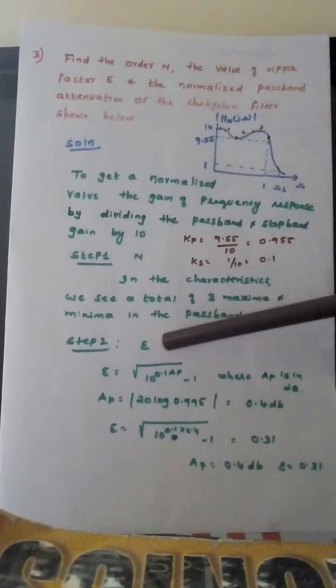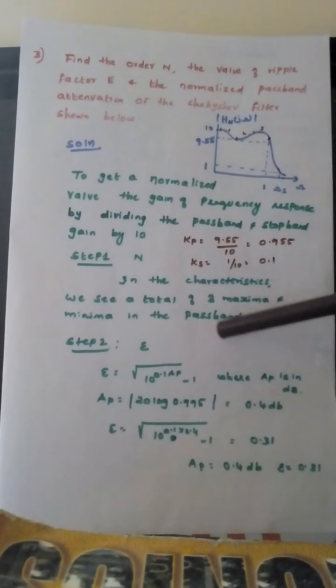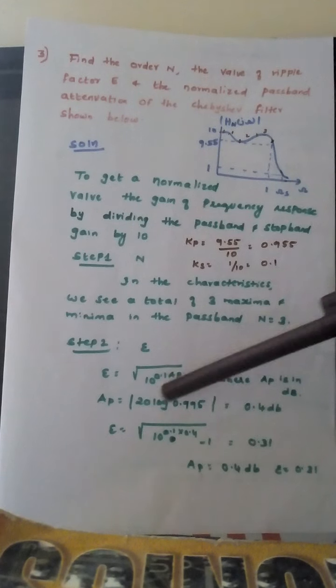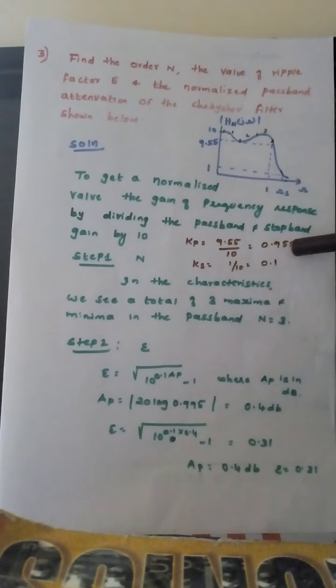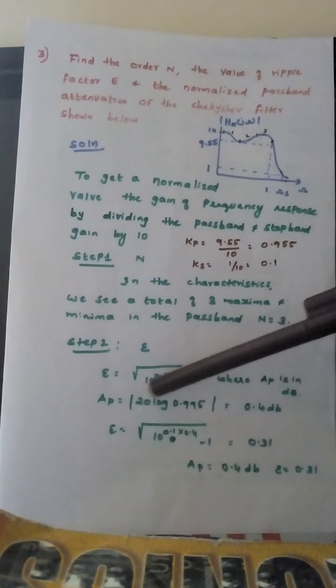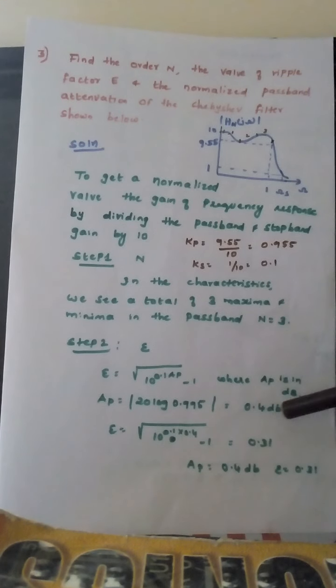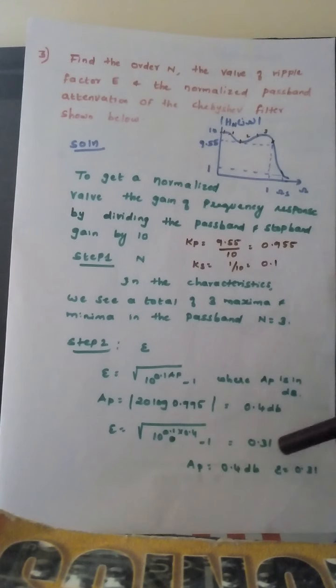And then step 2, the epsilon value we have to find out. That can be found by the root of 10 to the power of 0.1 AP minus 1. Here the AP value should be in decibel, so it is not in decibel scale, so we are converting into decibel: 20 log of 0.995. So your AP value equal to modulus of Kp, 20 log of 0.995, is converted into decibel scale, and we are getting 0.4 decibel. Now we can substitute the AP value as 0.4, and we are getting the epsilon value as 0.31.